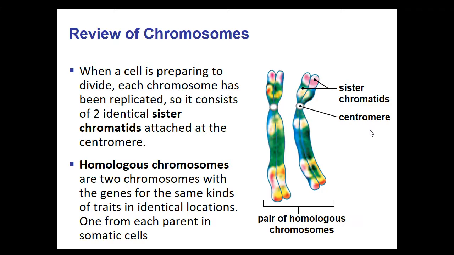And the 2 number 1 chromosomes have the same kind of genes on them. So if, for example, on this number 1 chromosome there's a gene for eye color right here, then the other number 1 chromosome would have a gene for eye color in the same place. It might not be the same color. One might be for brown eyes and one might be for blue eyes, but they would both be the same kind of gene.